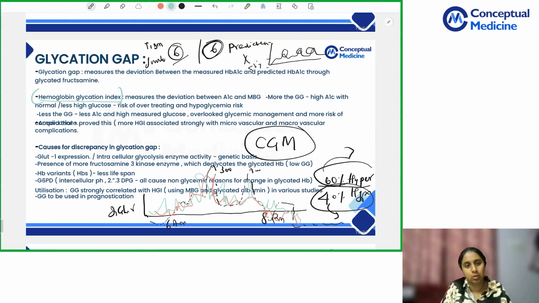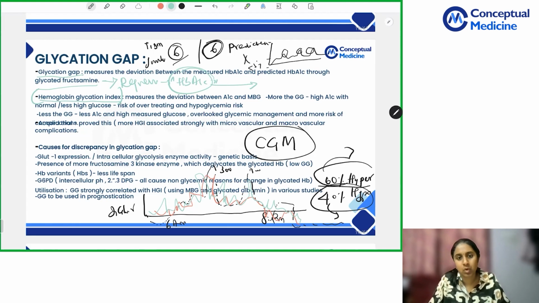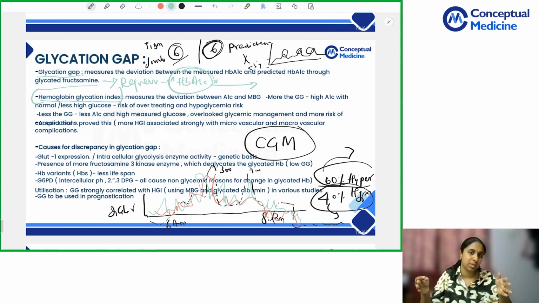Glycated fructosamine is nothing but glucose getting bound to the albumin. So it is going to tell you the last 6 weeks average of your glucose. So you can calculate HbA1c from this also. You have this glycated fructosamine, no? Through the regression method, an approximate HbA1c can be calculated through formulas. And this HbA1c is now compared with the measured HbA1c. If there is a difference, that is called the glycation gap. So you are measuring HbA1c and comparing it with the fructosamine, and that is called the glycation gap.